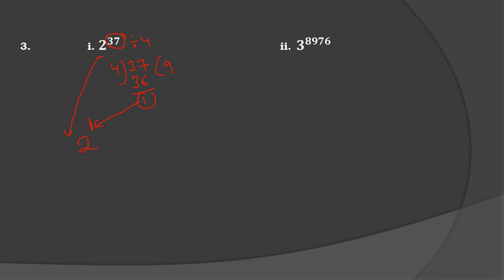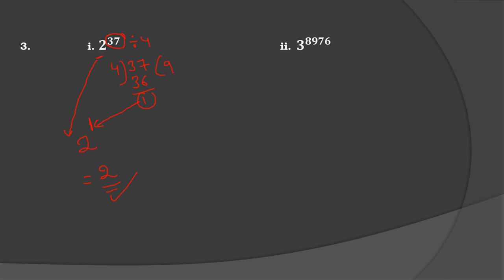Now what is it finally? 2 power 1. 2 power 1 equals how much? 2. So for the expression 2 power 37, the unit digit equals 2. Now look at this question.